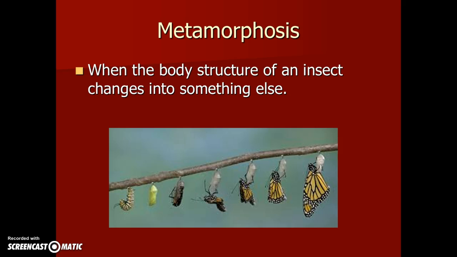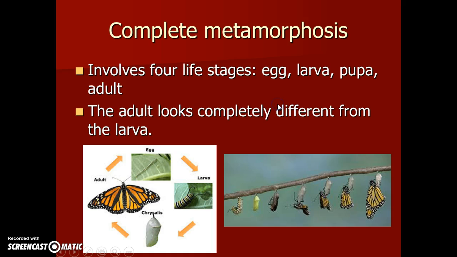Metamorphosis. The word itself means when the body structure of an insect changes. So metamorphosis, it morphs, it changes into something different. But there's 2 kinds of metamorphosis in insects. There's complete metamorphosis. Definition is the adult looks completely different from the larva. There are 4 life stages in complete metamorphosis.